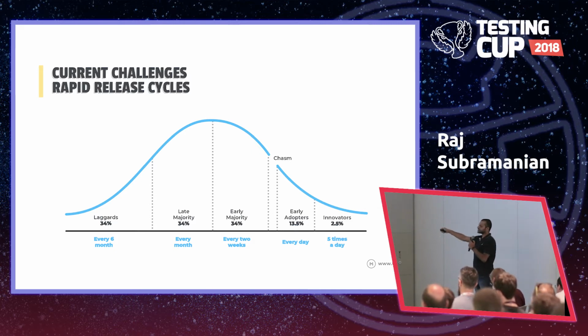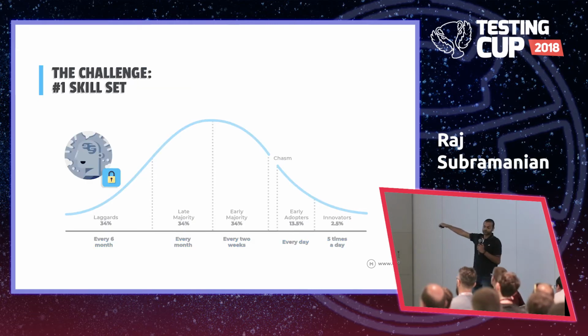So the first challenge is skill set. People in this phase, remember from that survey, we had about 13% of people who release their software once in 6 months or more. They have this challenge of skill set, where finding skilled testers is expensive and time consuming, and they don't have any automation, so because of that, they release really late.